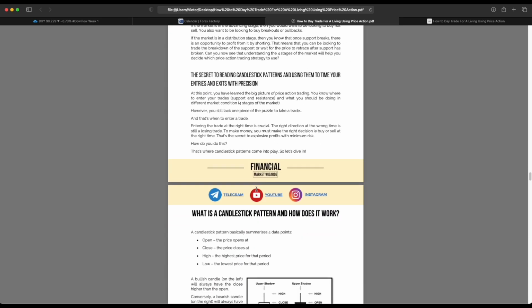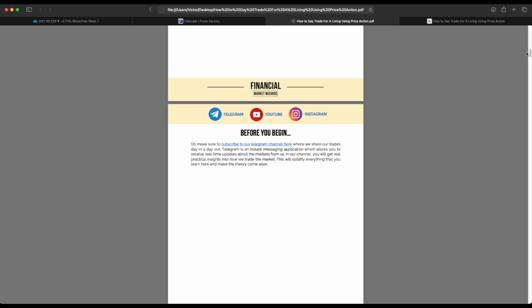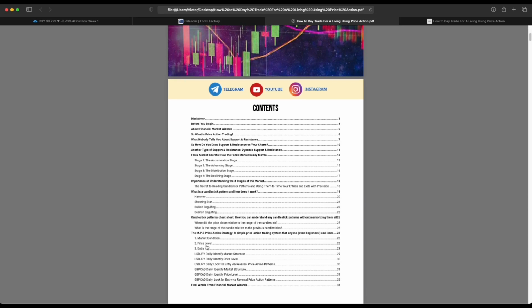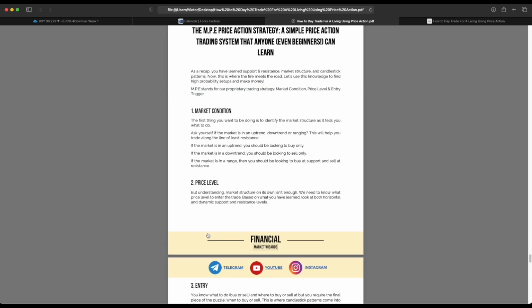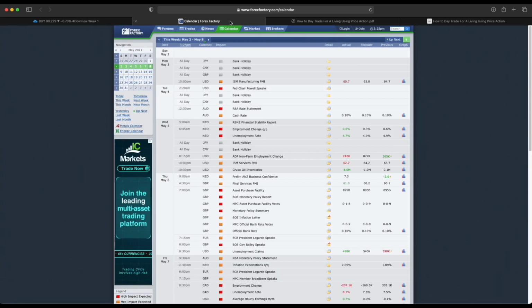The MPE trading strategy is really simple actually. It's just the 3 steps that we use to analyze a chart: market condition, price level, and entry. I'll be using this framework when I'm looking at all these currency pairs to show you the bias as well as the key levels. So let's jump into the next week's market outlook.